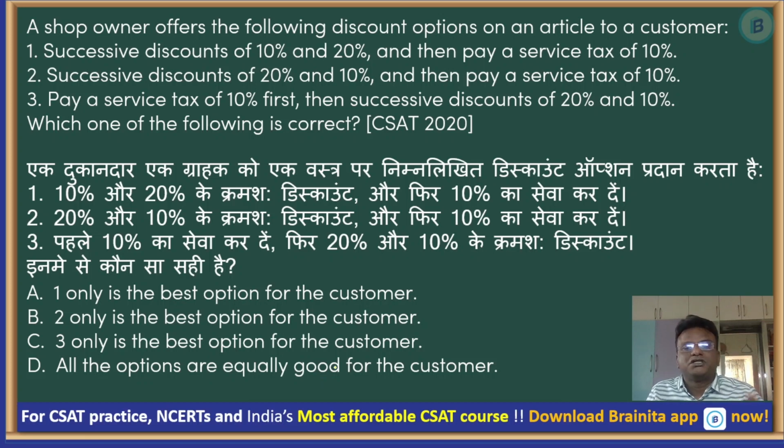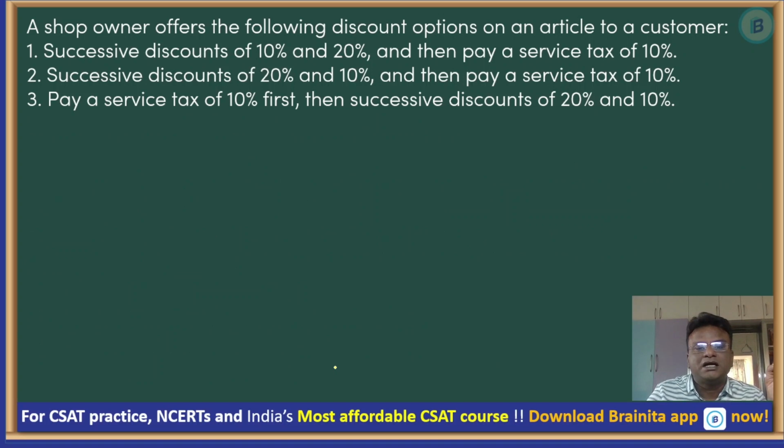Now understand the question. Here, look at what is happening: he is getting 2 discounts and then he is paying 10% of the service tax in all the 3 scenarios. The difference is only in the sequence, right? For the lack of space, I have just written these statements here. So there are discount percentages of 10 and 20, then 20 and 10, and then he has to pay a tax of 10%. Or he has to pay a tax of 10% and then get the discount of 20 and 10%. The question is, which one is the best option for the customer, right?